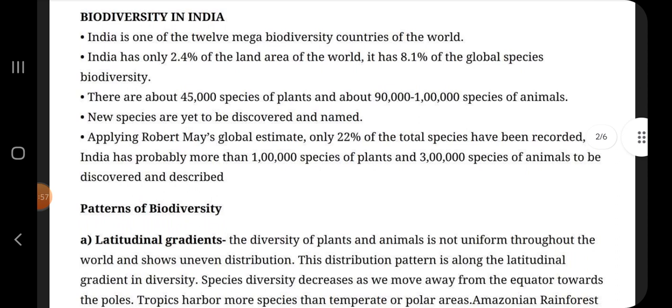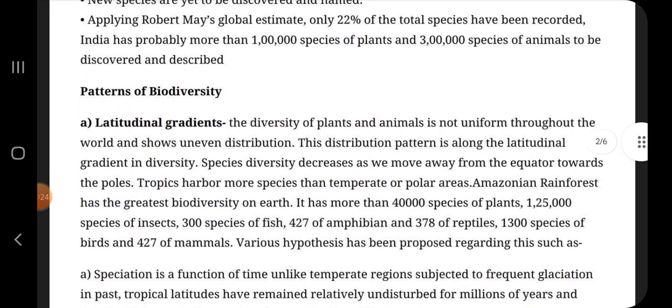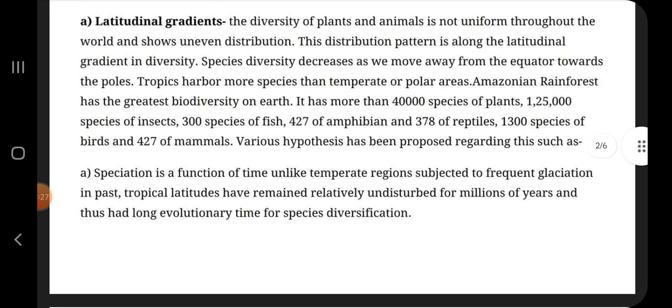Then biodiversity in India. India is one of the 12 mega biodiversity countries of the world. India has only 2.4% of the land area, but it has 8.1% of global species biodiversity, and there are about 45,000 species of plants and about 90,000 to 1 lakh species of animals. New species are yet to be discovered and named. Then patterns of biodiversity: latitudinal gradients. Diversity of plants and animals is not uniform throughout the world and shows uneven distribution.